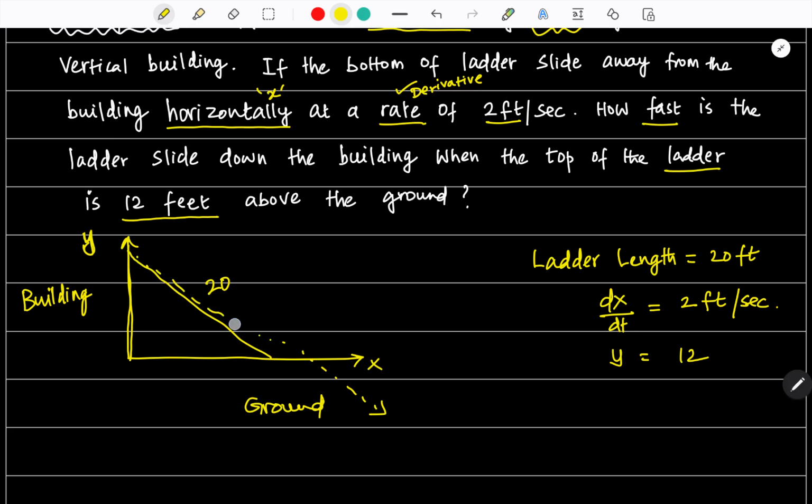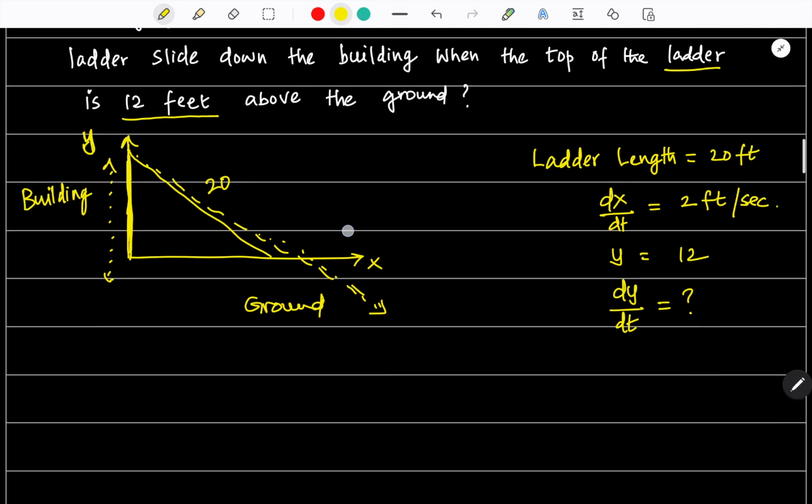So it keeps moving from the building. So where are the changes happening? The changes are happening in the y direction. So it means we are going to find dy/dt. This is the question, right?